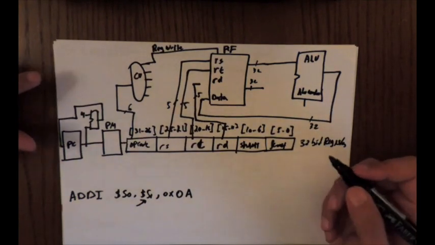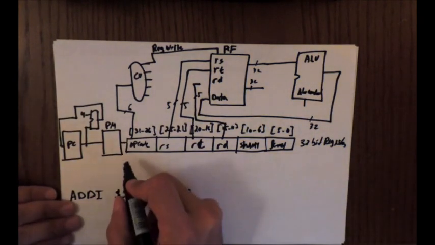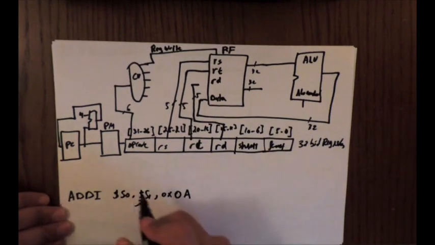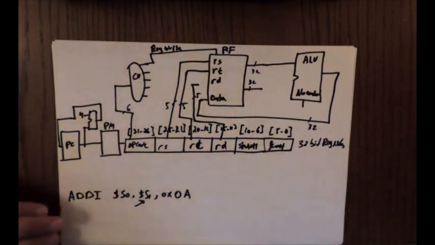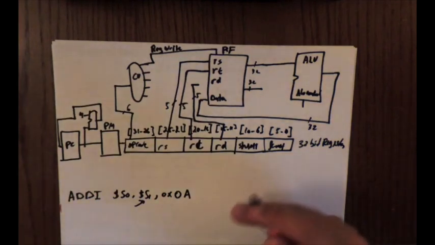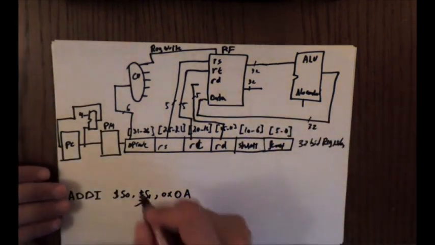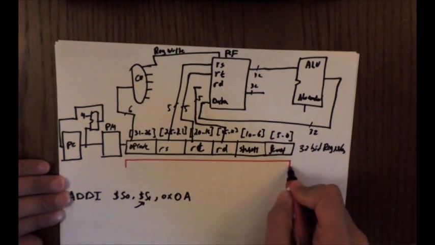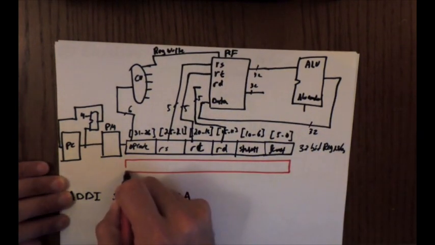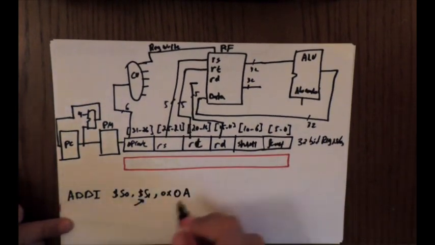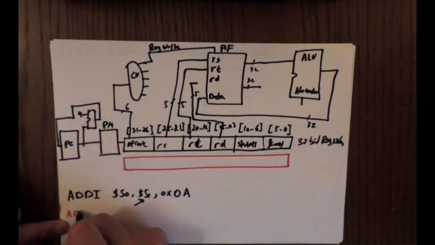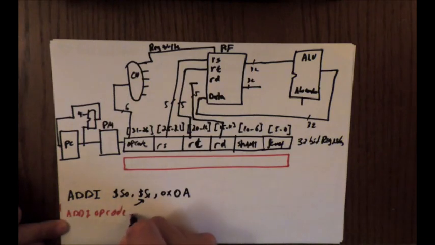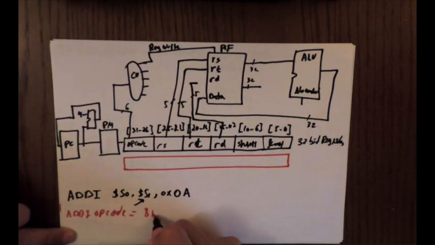However, now I have a different format. I have an I format instruction, which is addi. So the same register, I'm going to write it in a different color. It's actually in this place. So if I write it like this, the opcode of addi, if I look at the data sheet, is going to be 8 hex.